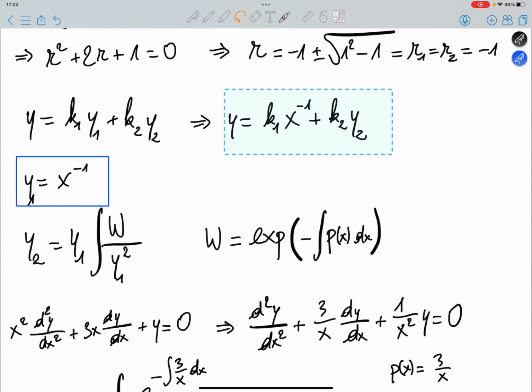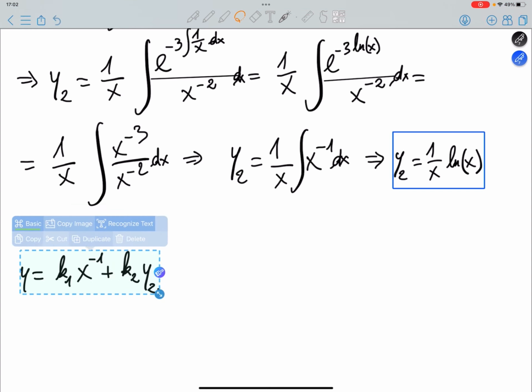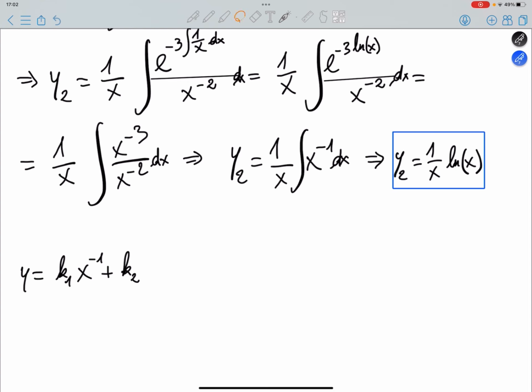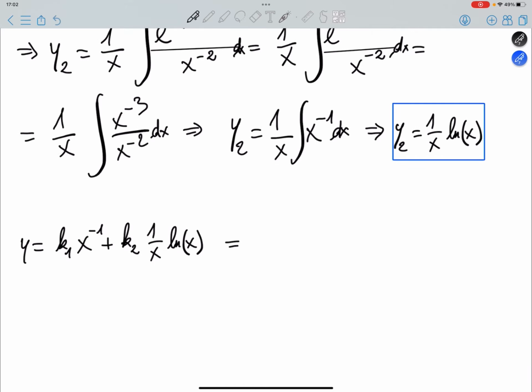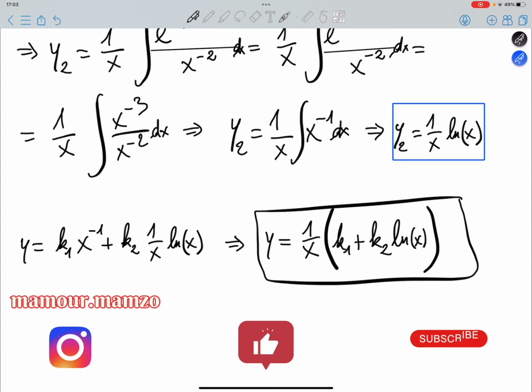We said that the general solution is this one here, so we can copy it here. So our general solution is k1 y1 plus k2 y2. We have found it, so it's this one here. So this is the general solution, and if we factorize, we have y is equal to, this x to the power minus 1 is 1 over x, so we can factorize 1 over x. So we have k1 plus k2 natural log of x. So this is our general solution.